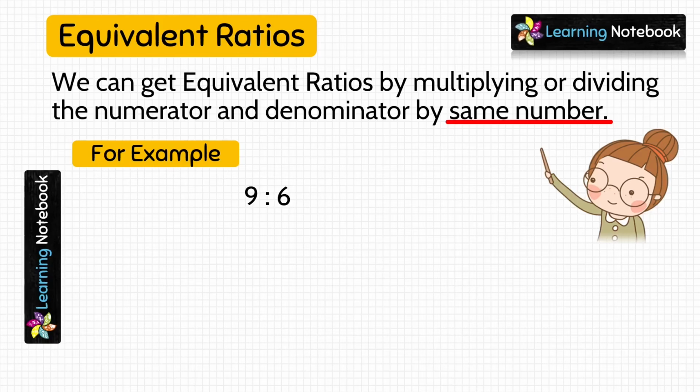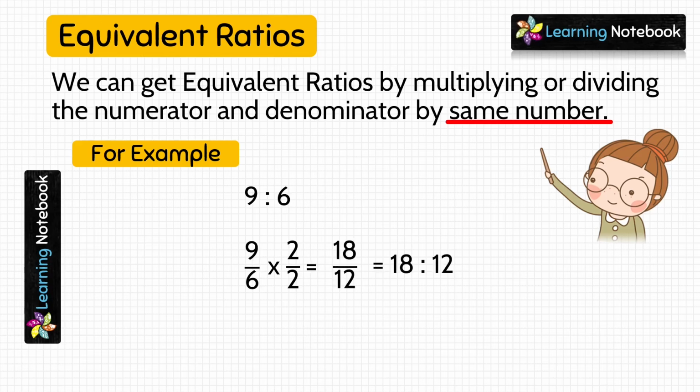So let's first multiply both numerator and denominator by the same number, 2. 9 into 2 equals 18 and 6 into 2 equals 12. So we have got 18 by 12, which can be written as 18:12. So this is our first equivalent ratio of 9:6.